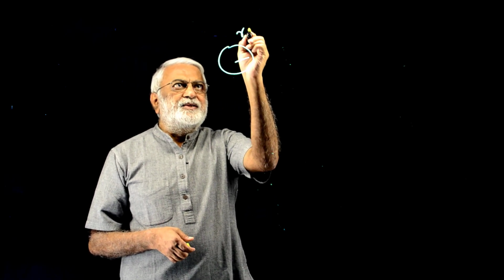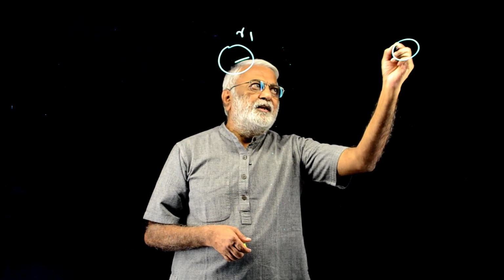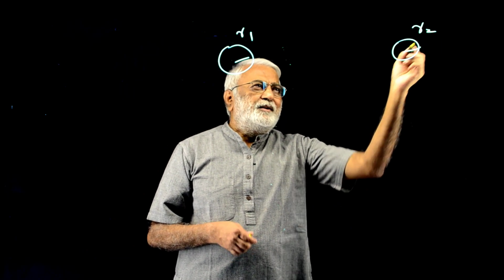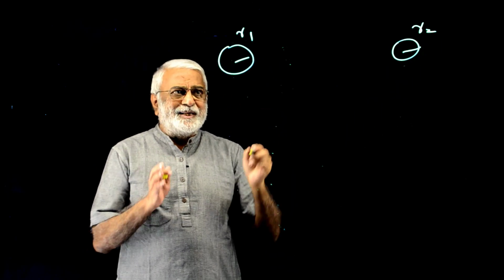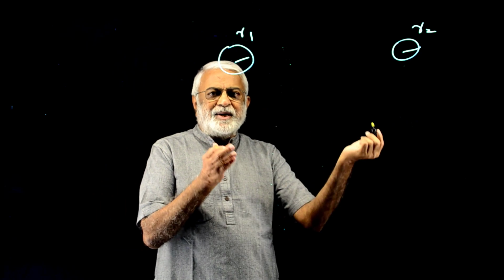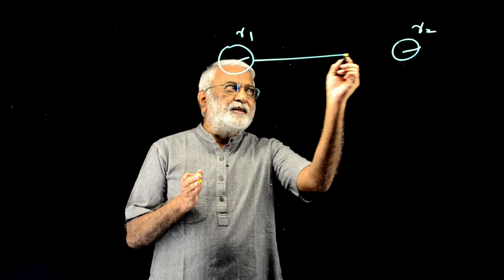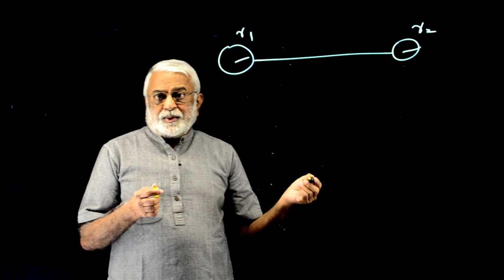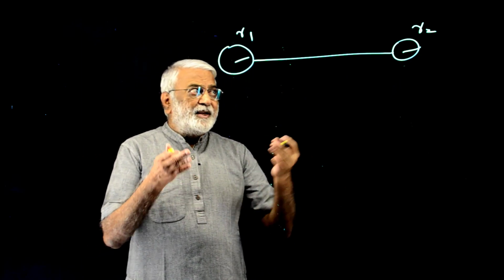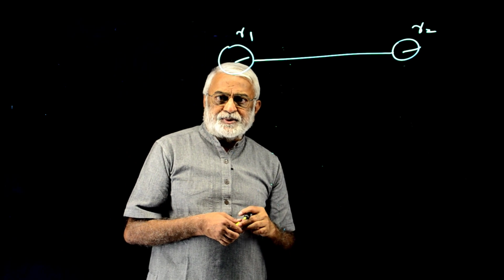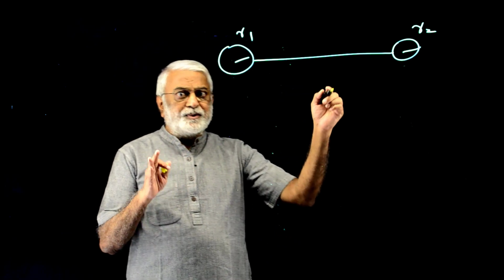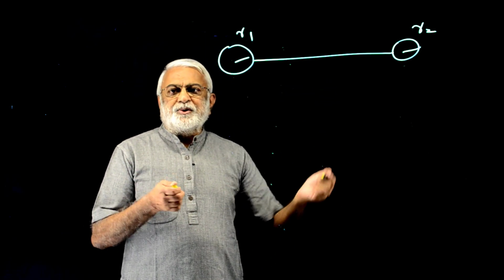Let's do another calculation. This time, two conductors of radius R1 and R2, they are far apart, so that you can treat each one of them as isolated. They're connected by a wire. You want to find the capacitance of the system of these two conductors. Mind you, they're connected, so they'll be at the same potential.